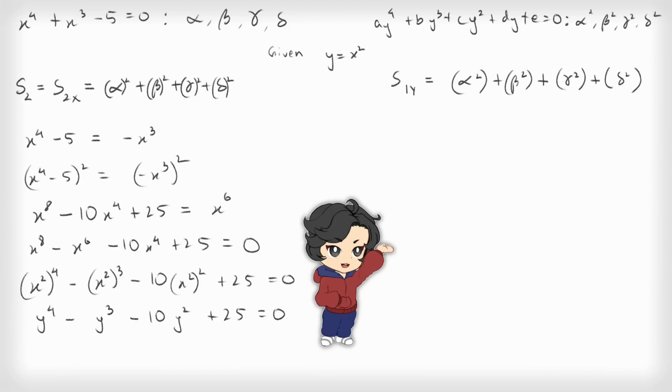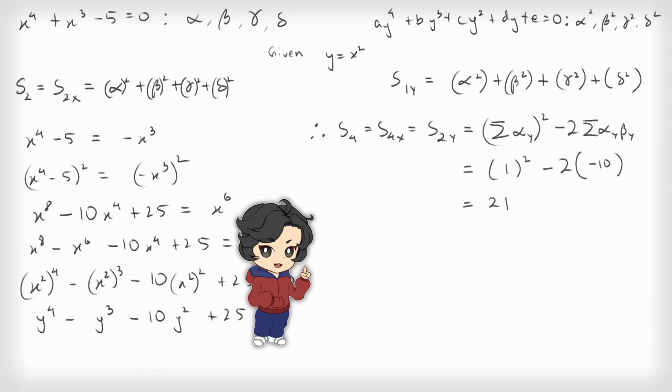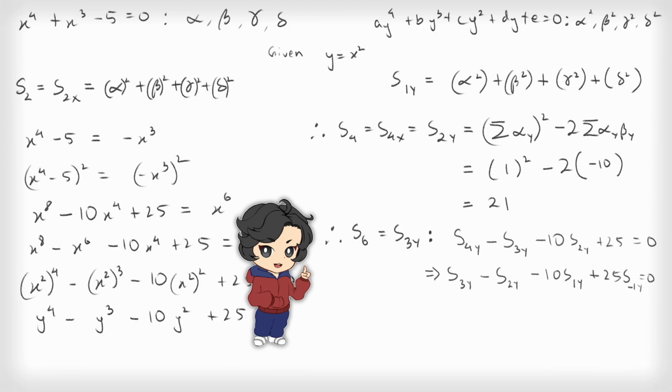So now, if we want to figure out S4, which is S4 of x, we simply need to figure out S2 of y. Similarly, finding S6 is just finding S3 of y, which can also be solved very easily. The same thing goes for S8, which is S4 of y.